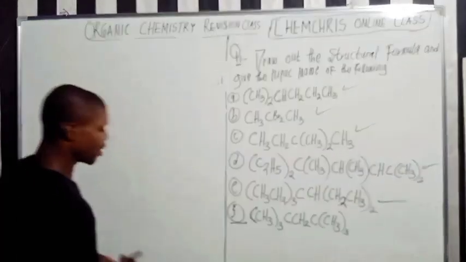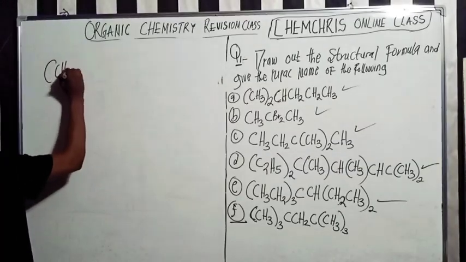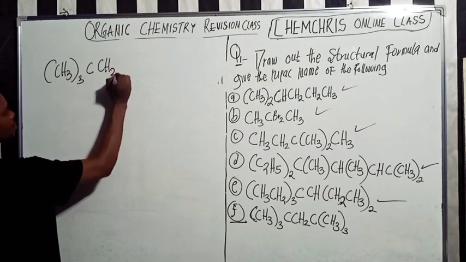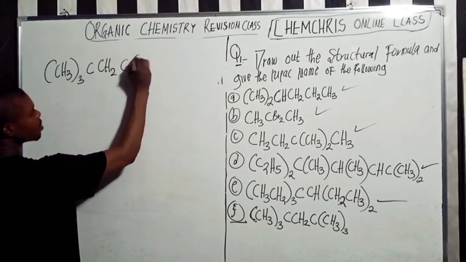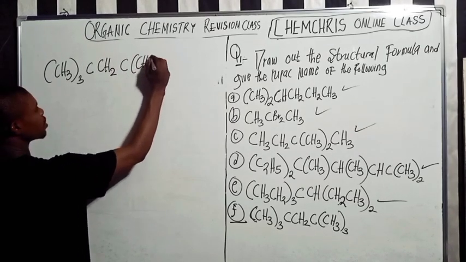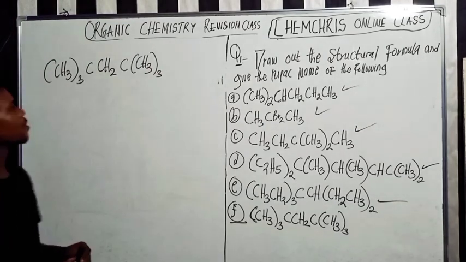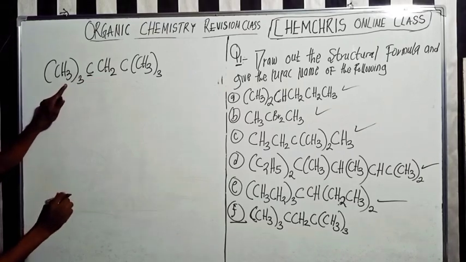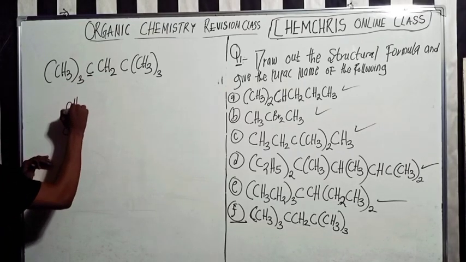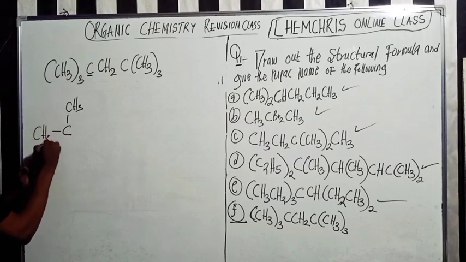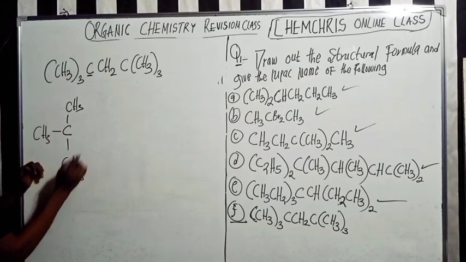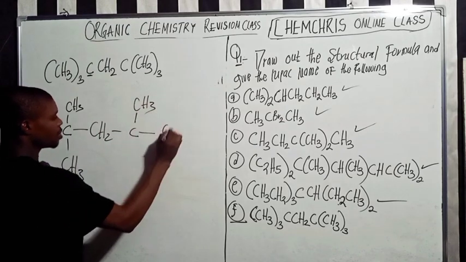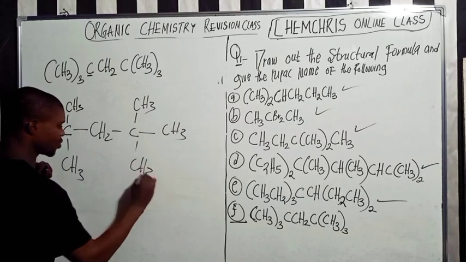So here we have this one here. Here we have CH3, C, CH2, C, CH3. This means that this carbon here has 3 ethyl groups. So here we have CH3, CH3, CH3, right? So you have CH2, C, CH3, CH3, and CH3.